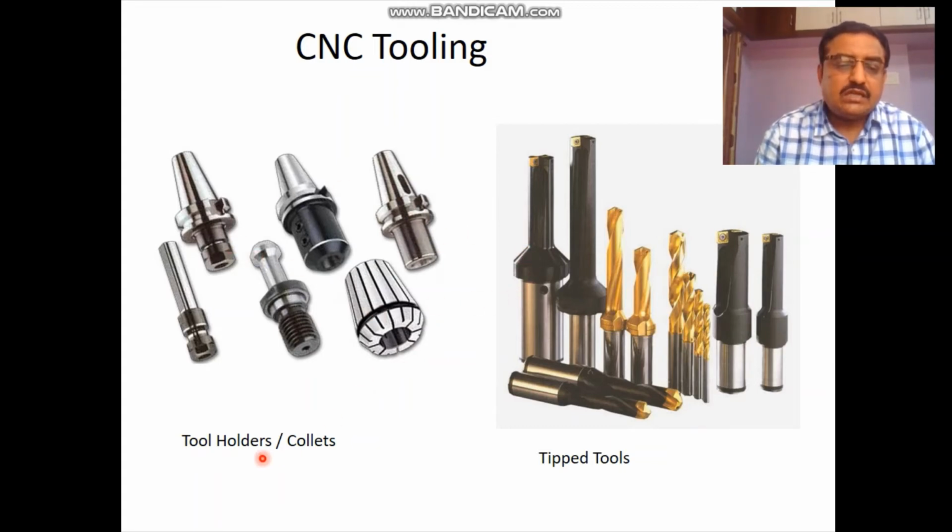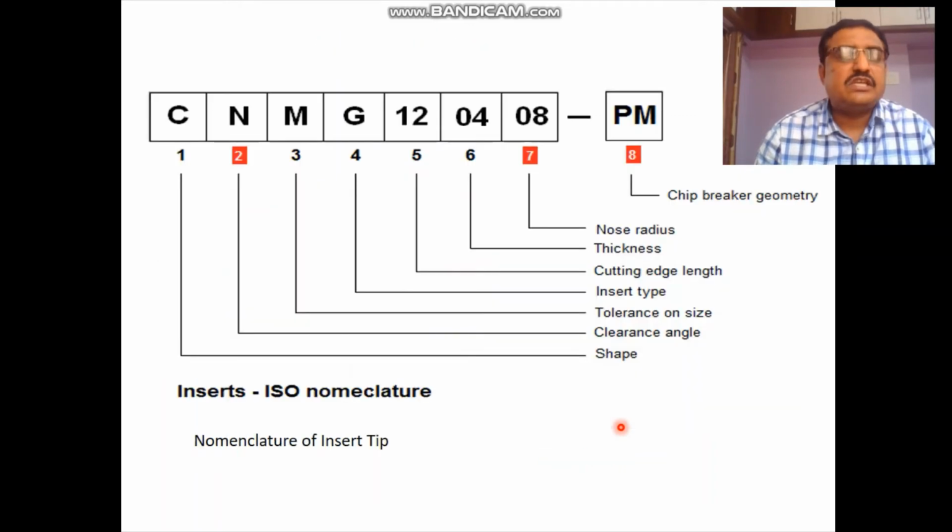So these are the tool holders called collets, which are mounted on the spindle, and with these collets different tipped tools are mounted on the CNC machine. With the help of the automatic tool changer, these tools are mounted on the spindle or removed from the spindle very rapidly, so that idle time will be decreased. Such types of collets and tipped tools are used in CNC.